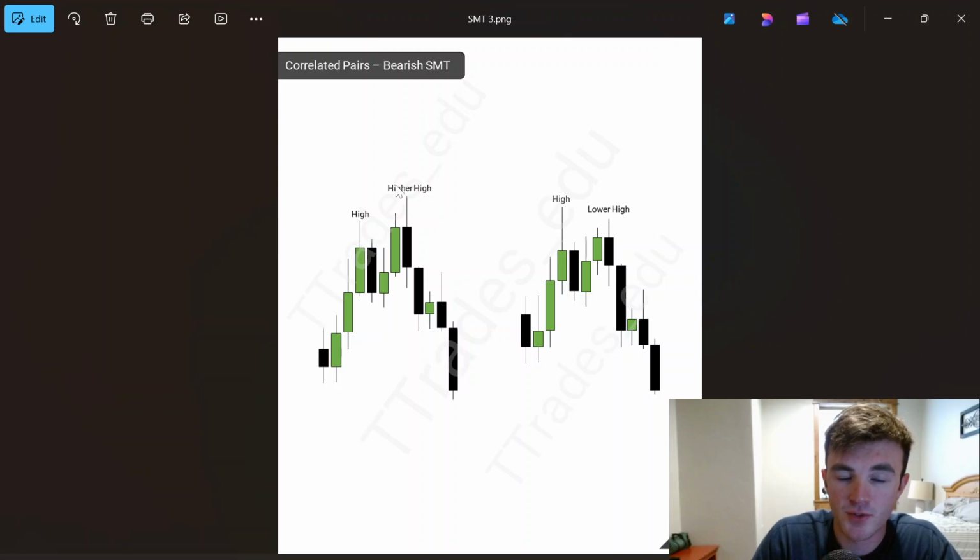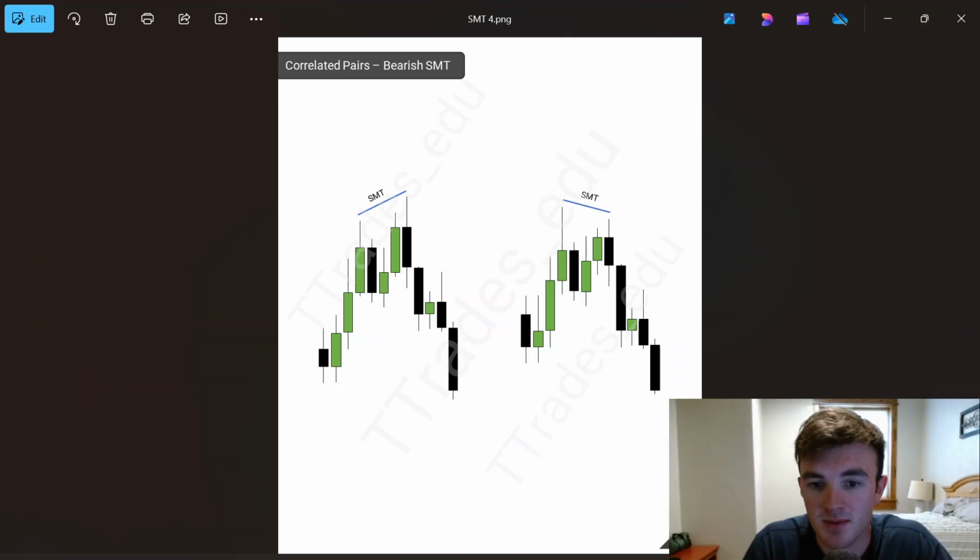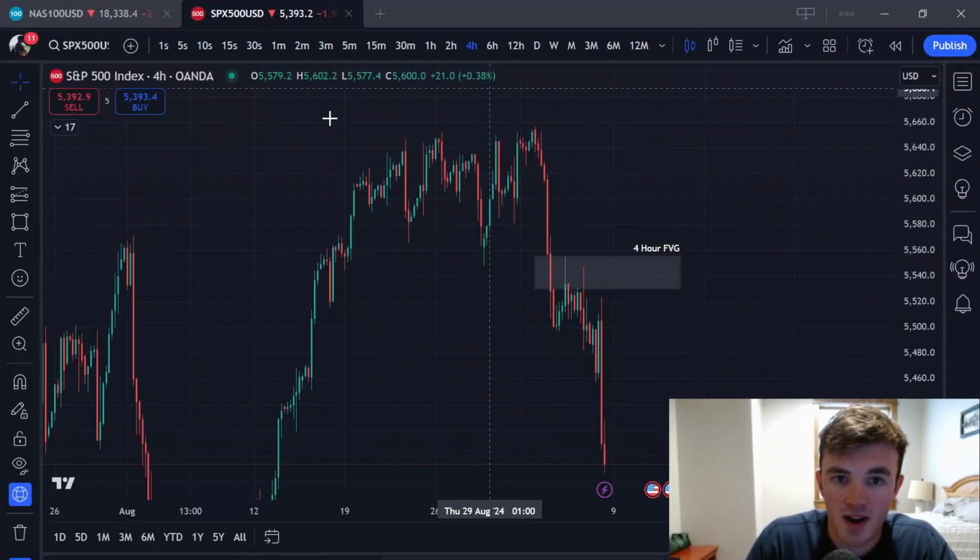The same can be true with highs. So you can see one asset forms a high and a higher high, and one asset forms a high and a lower high. So you can see there's a break in correlation in between the highs. This is also an SMT. So we're going to take a look at some examples so you can really understand what I'm talking about.